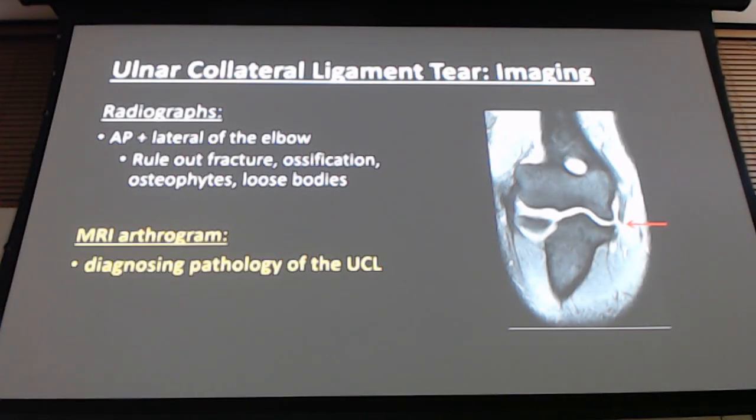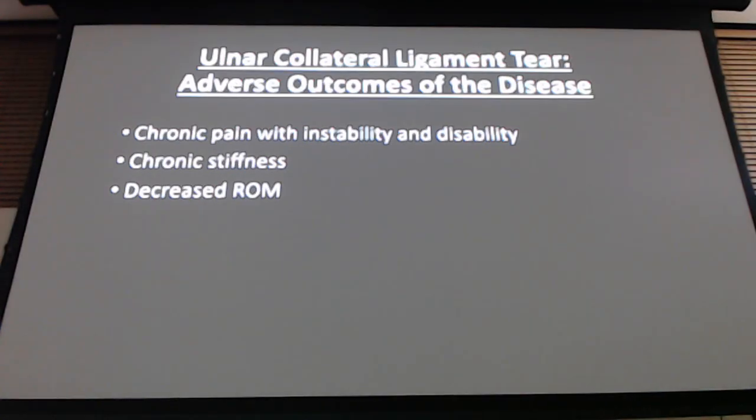Yes. You guys see that red arrow there? Can you see the disruption there with the insertion? Yes. Yeah, you can see it, right? There's a clear gap. Okay. All right. I will not give you MRIs. So if you do nothing about it, what can happen?